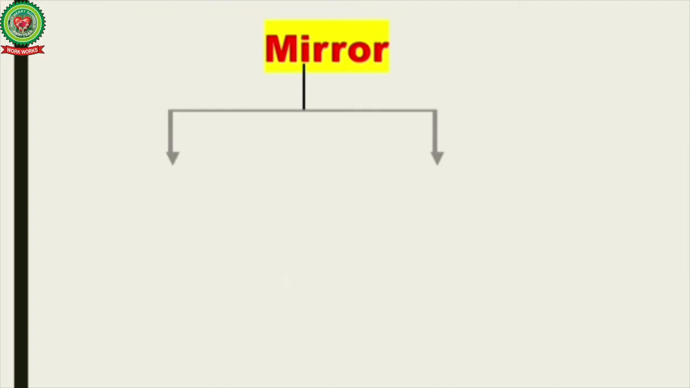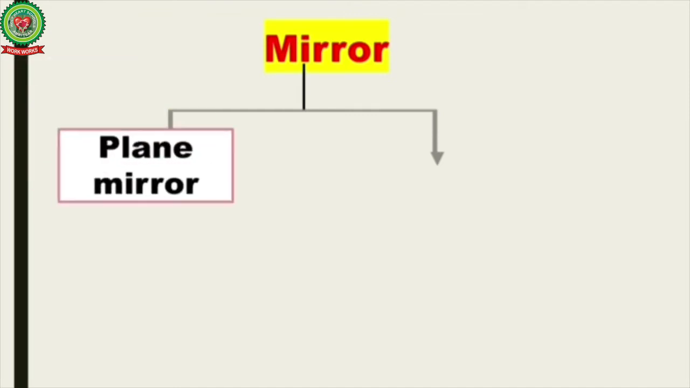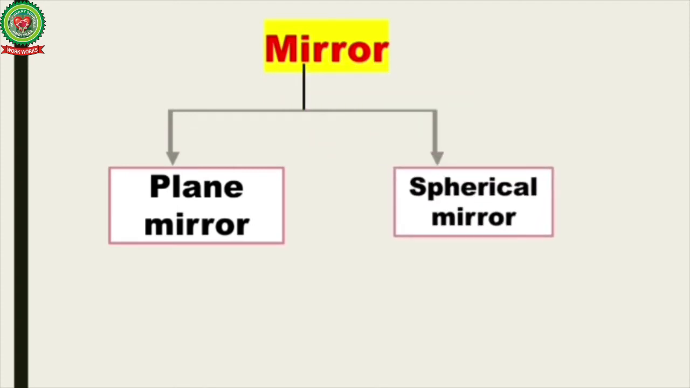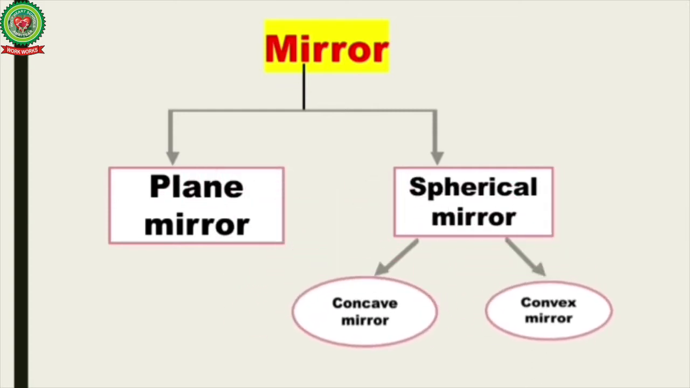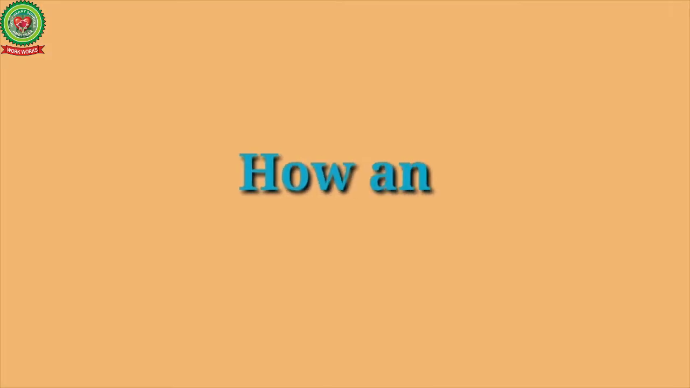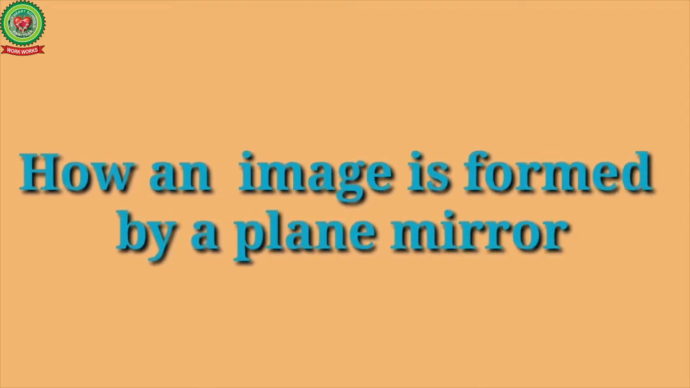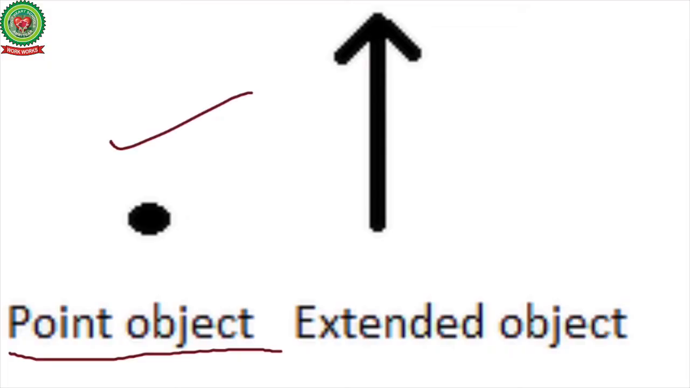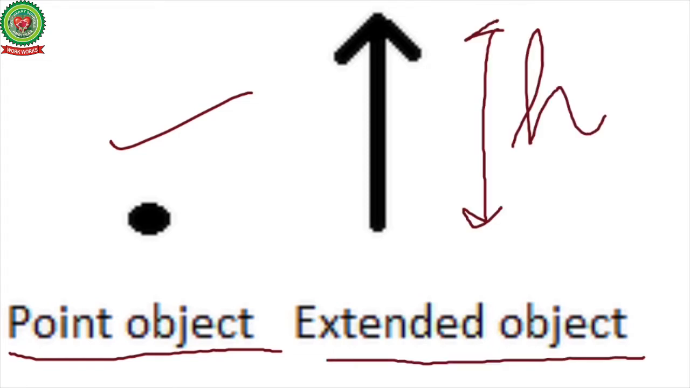Students, mirrors are mainly classified into two types, plane mirror and spherical mirrors. Spherical mirrors are further classified into two types, concave and convex mirror. But in this video, we will only discuss about plane mirror. In this, we will study how an image is formed by a plane mirror when the object is a point object and when the object is an extended object. Students, a point object is a dot object and an extended object has a particular length and height.